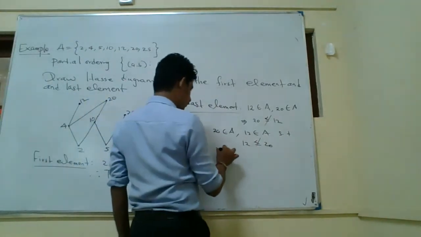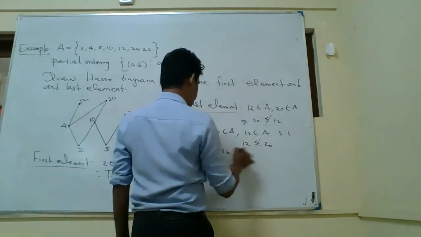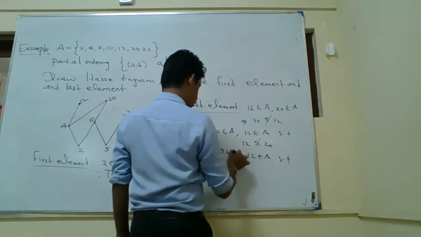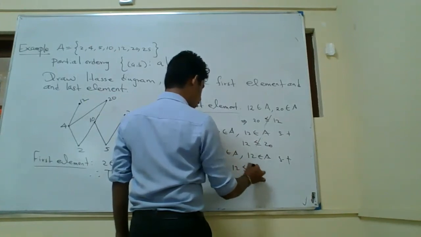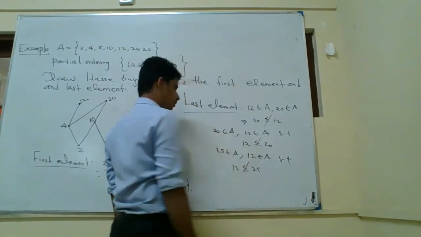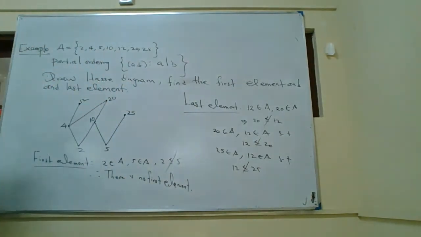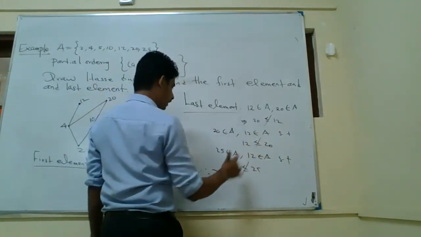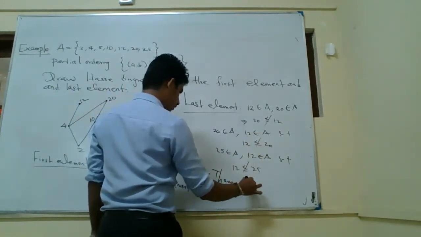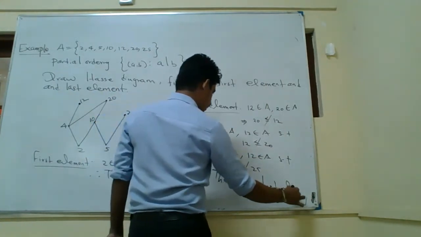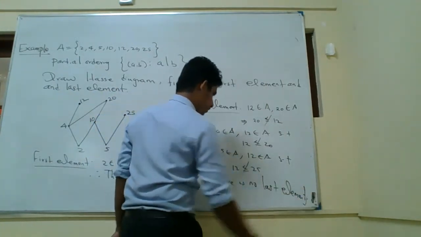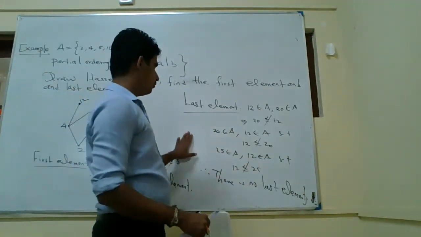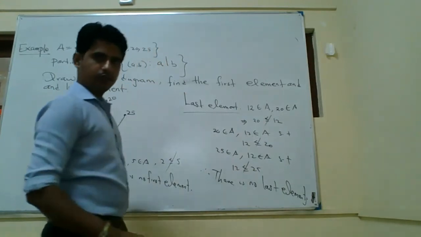Suppose 25 is your last element. You can find such an element, 12 belonging to A, such that 12 precedes 25. Is it okay? No. Therefore, in any case, there is no last element here. For any case, the condition is not satisfied. Therefore, there is no last element.